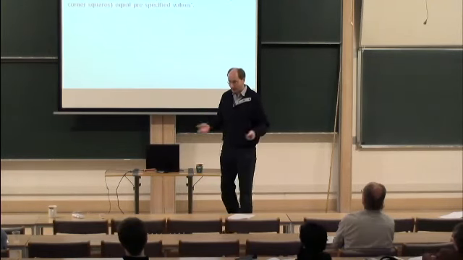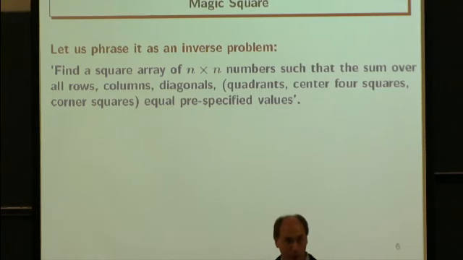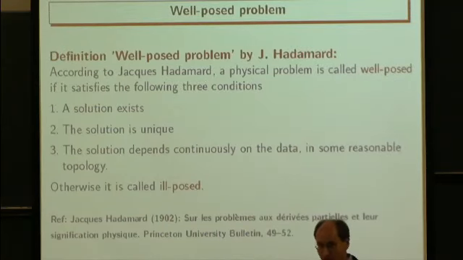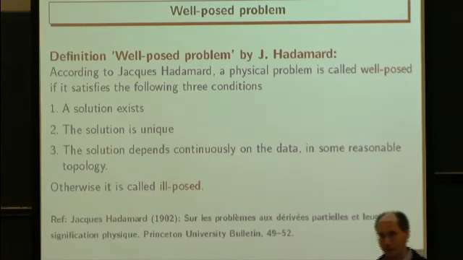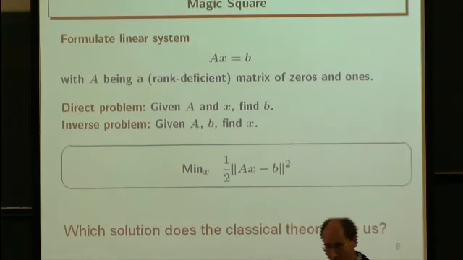Find a square array of m by n numbers such that the sum over all rows, columns, diagonals, and whatever patterns you select as important for you equal pre-specified values. In our case, 34. Well, working on inverse problems, I have to be careful. Inverse problems tend to be ill-posed. You look at this definition by Hadamard, and you recall that different things can go wrong. In this talk I am mainly concerned about the second one: the solution might not be unique. And you see immediately why. You write the whole system out.